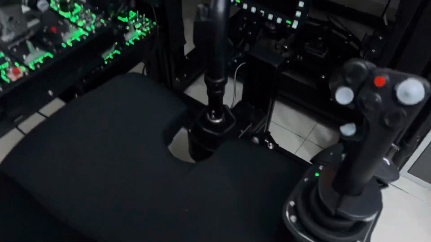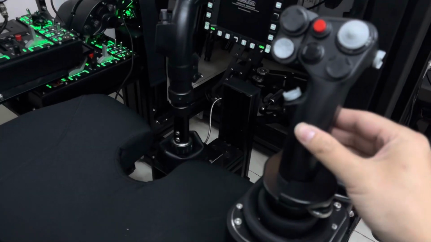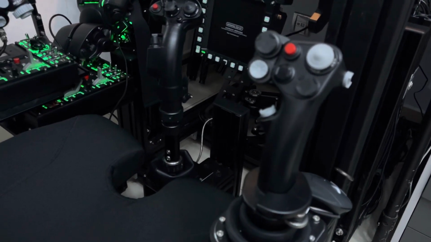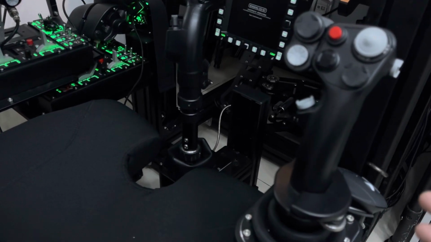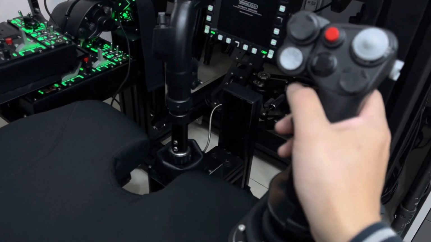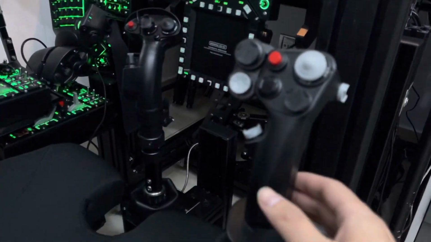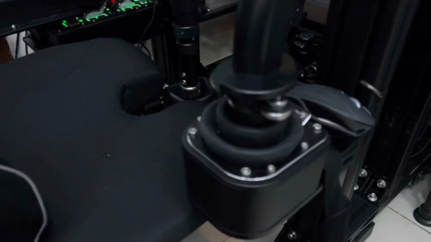So I got this Winwing, MFSSB, a force sense stick. This is for flying the F16, right? So I just set it up on the right side here.